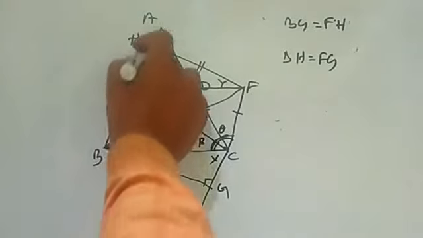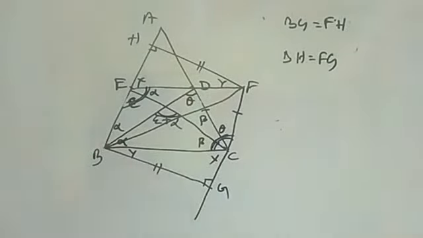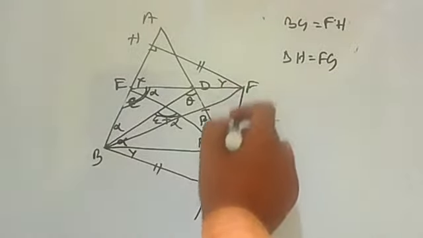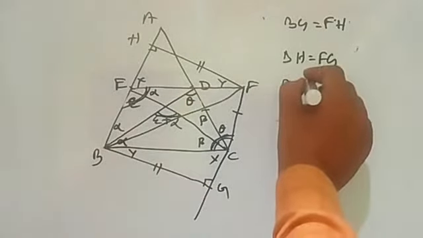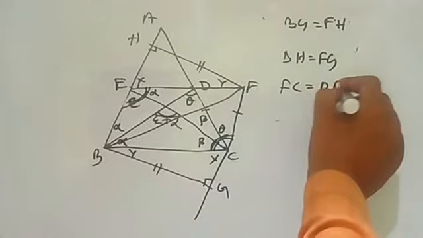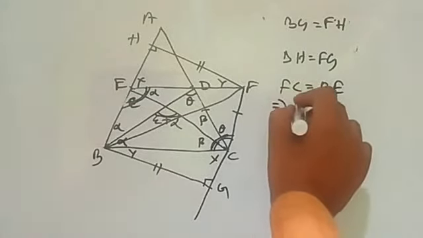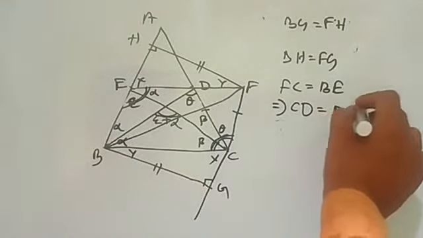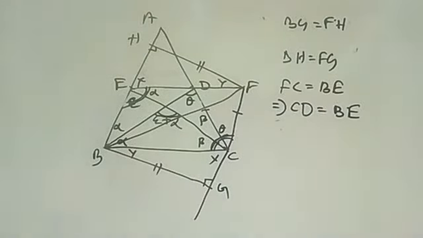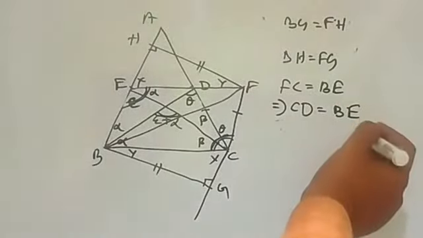Again, EH is equal to CG. That means FC is equal to BE. Implying that CD is equal to BE.